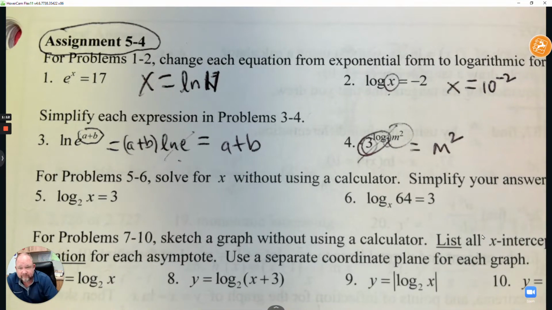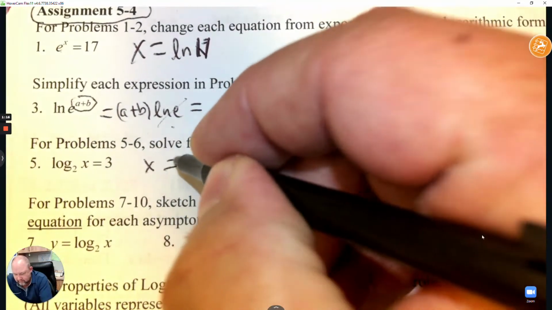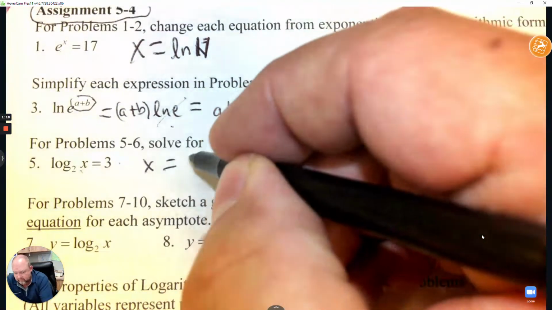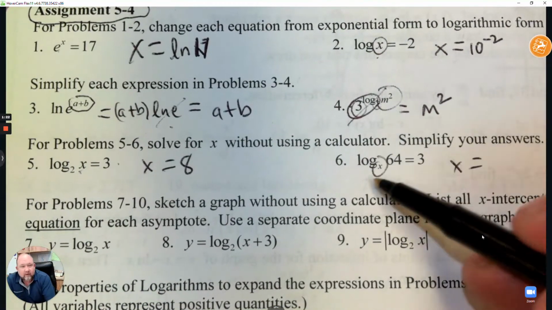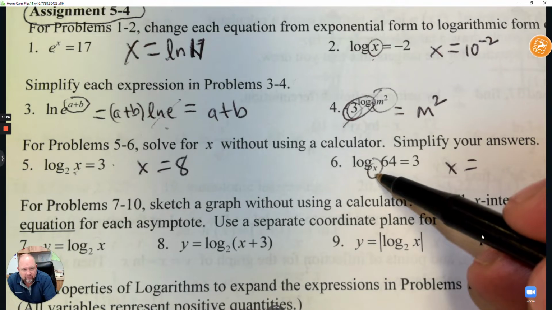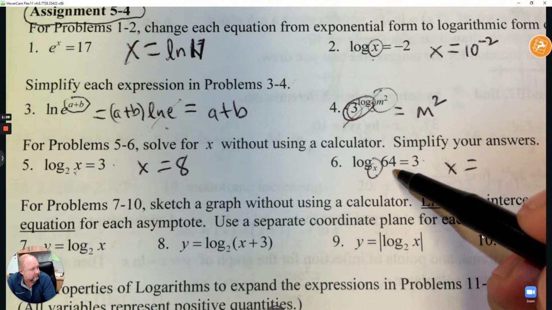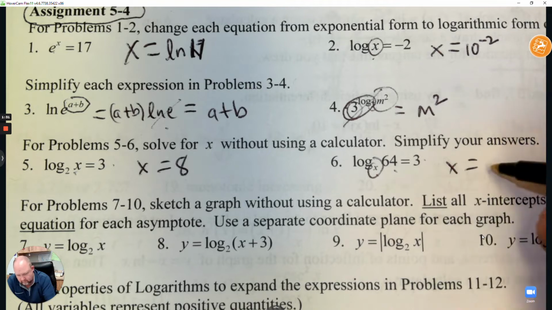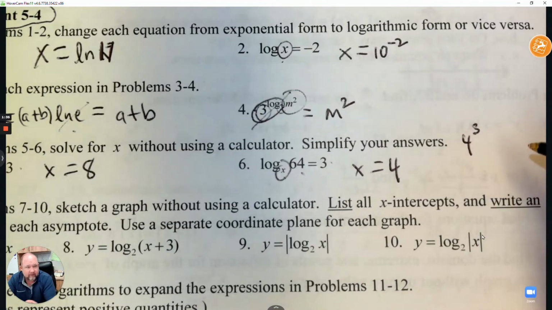Number 5. Solve for x without using a calculator. 2 to the exponent 3 is 8. A base to the exponent 3 is 64. That's because 4 cubed is 64.